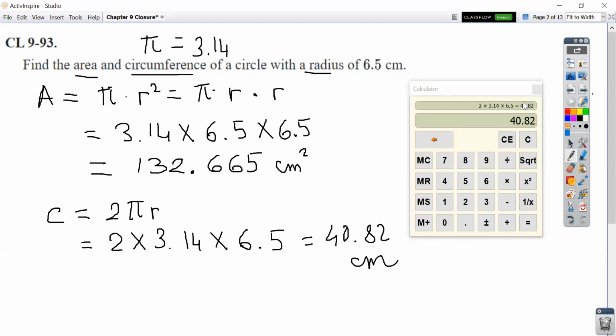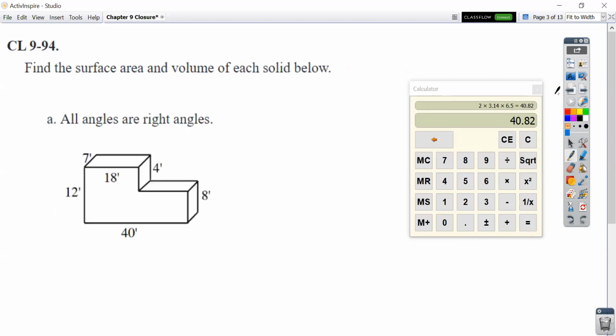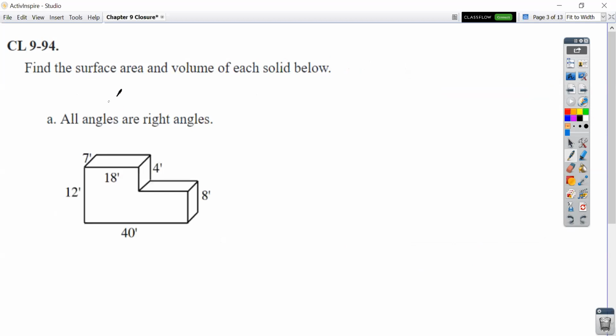All right, let's move on to the problem CL-994. So for CL-994, we find the surface area and the volume for each solid below. On question A, I would like to split my solid into 2 pieces. This is my first piece right there, and this is my second piece.